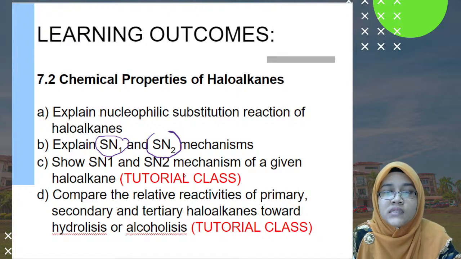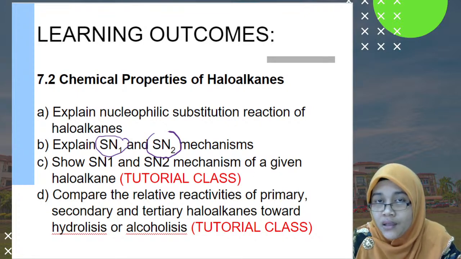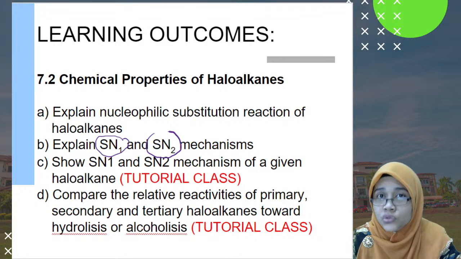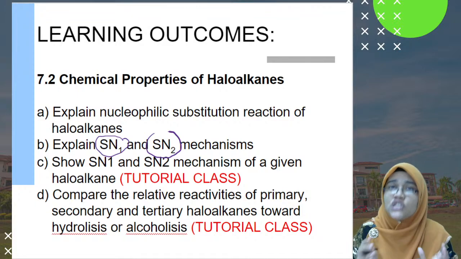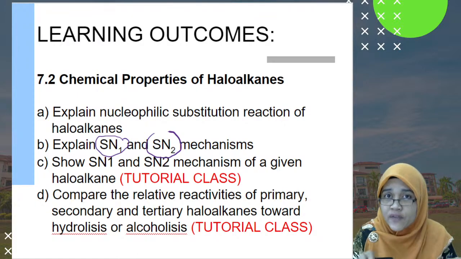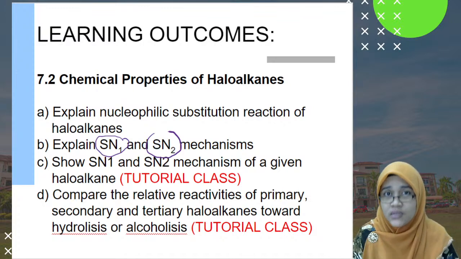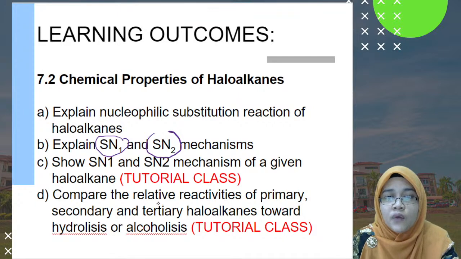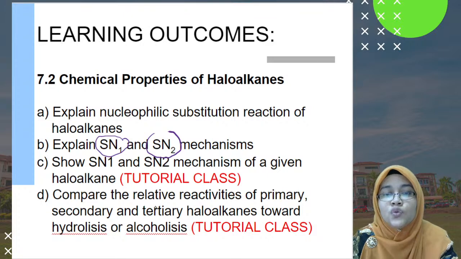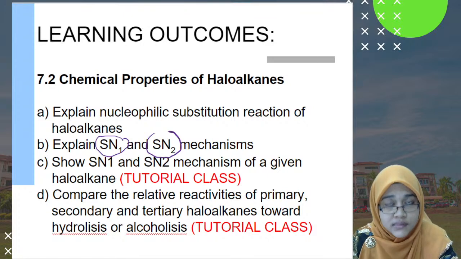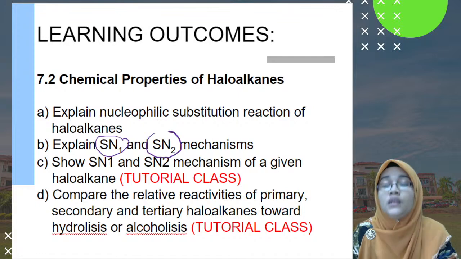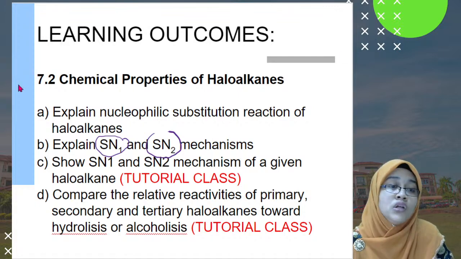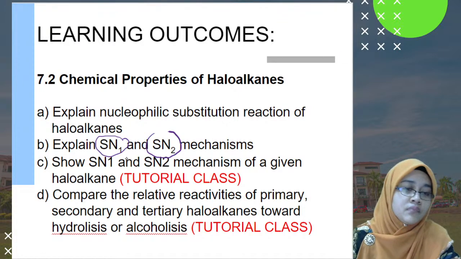So, the Sn1 and Sn2 mechanisms of a given haloalkane. You will learn more details in your tutorial class, but I will teach you a little bit on the surface of what Sn1 and Sn2 are about, roughly. Then I will teach you to compare the reactivity of primary, secondary and tertiary haloalkanes towards hydrolysis and alcoholysis. But again, you will learn the details in your tutorial class.